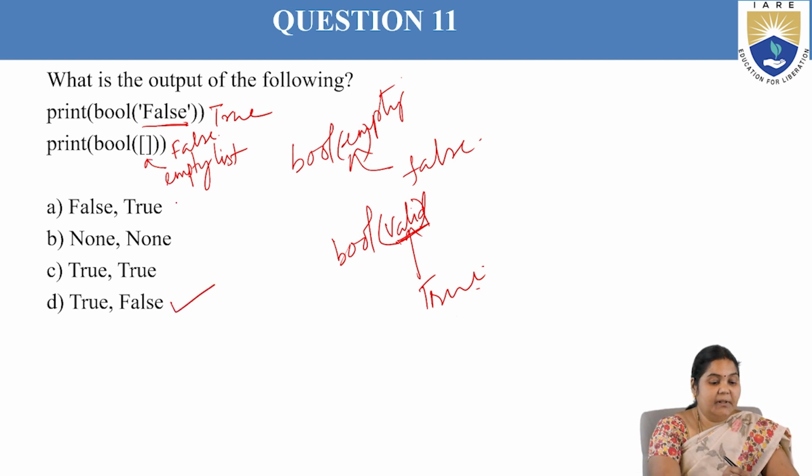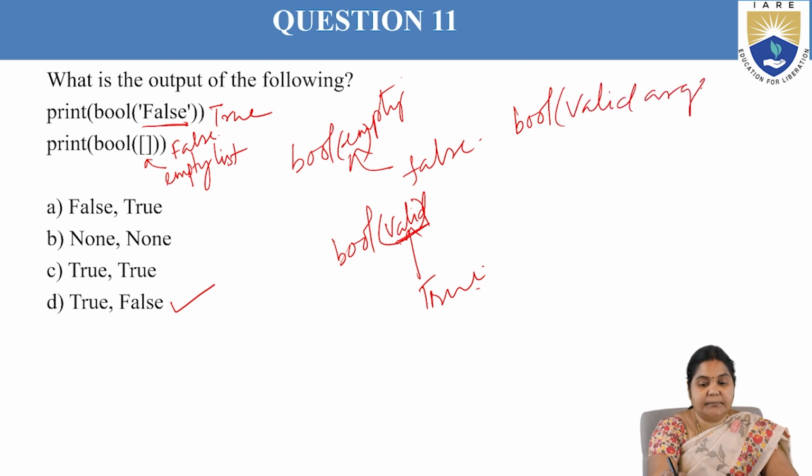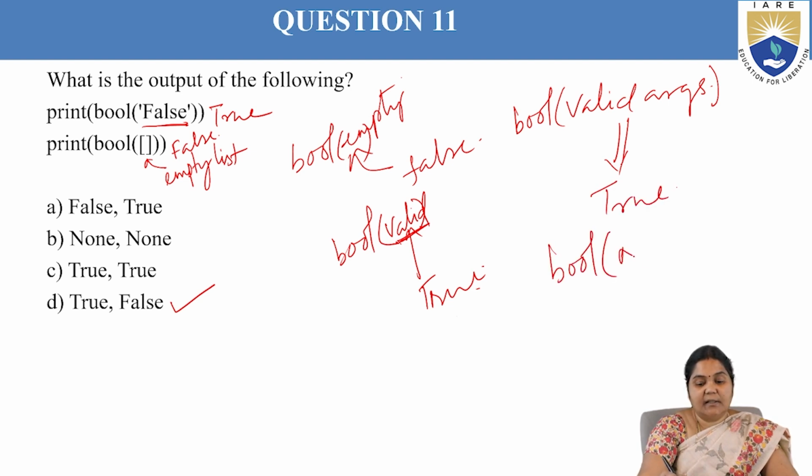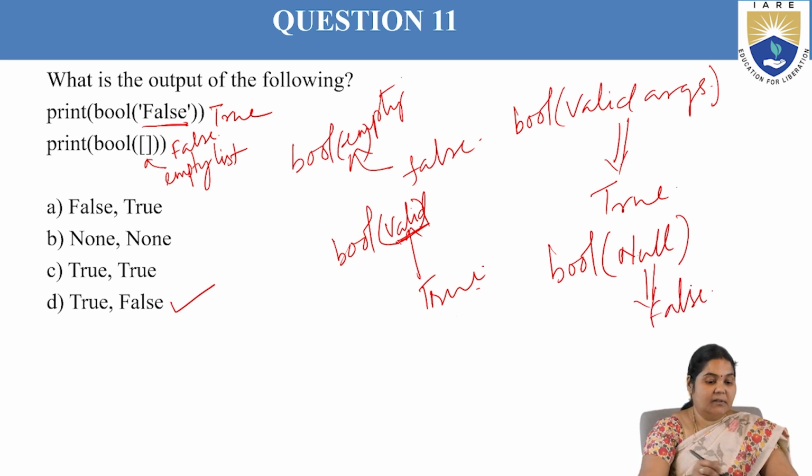Please remember that if you have given any valid argument to the Boolean function, it is going to return true. If the Boolean function contains any null value or nothing, then it is going to return false. Based on this condition, the first one is true, the second one is false. So these three are not considered. Next question.